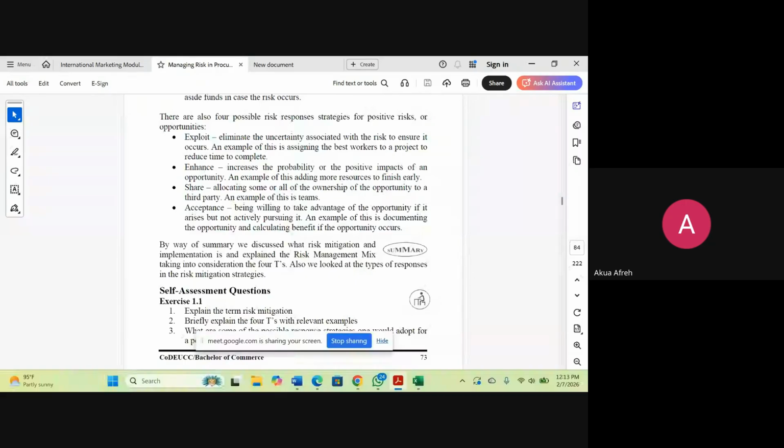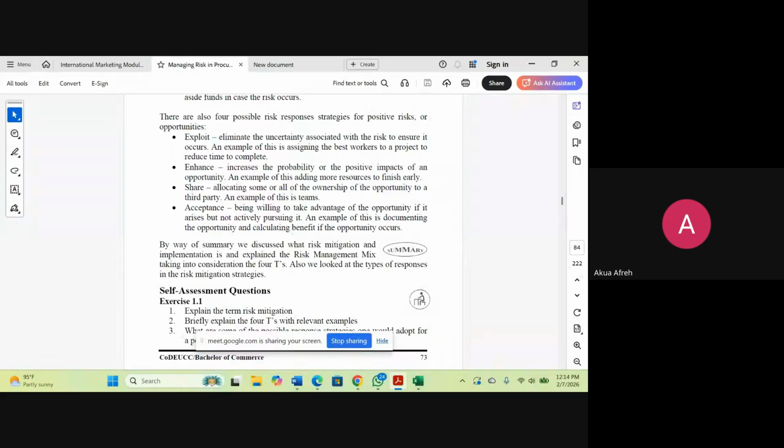So the example that they gave in your book is assigning the best worker to a project to reduce time to complete. You know, you have experts in some areas and there is a task, maybe somebody has been assigned to that task, but you look and ask, why don't you assign this task to the person that you think has the skills and qualification to perform this project right on time? Then the second one is enhance.